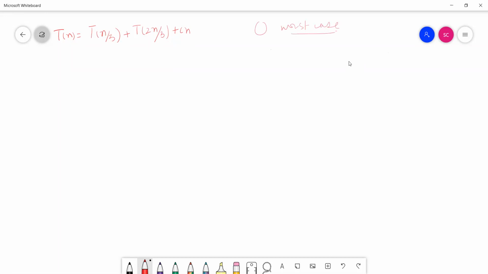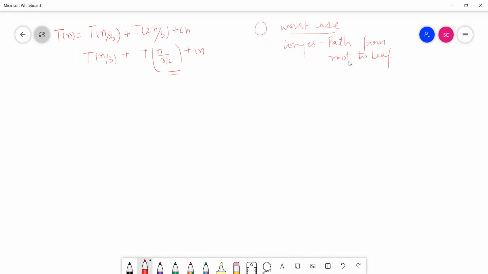we'll care about the longest path from root to leaf. Longest path from root to leaf. So this can also be written as n upon 3 by 2.